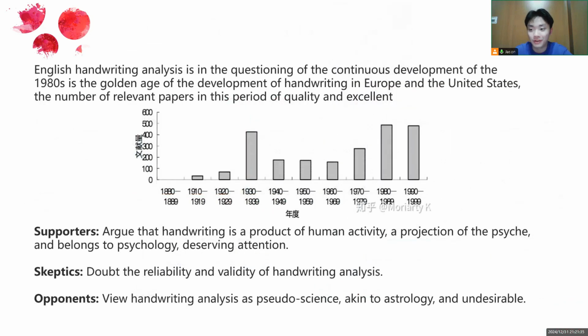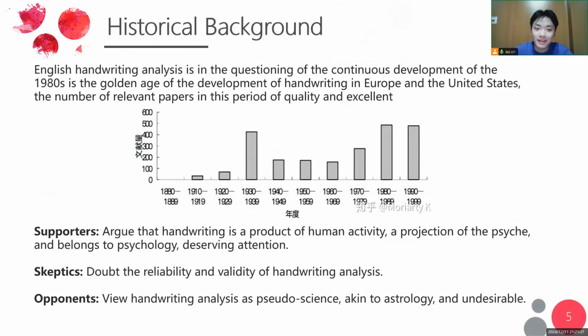Okay, and in the historical background here, you can see that the number of articles on graphology increased sharply in the 1930s. Maybe due to the war it decreased, and now it's booming again. Okay, and there are always three kinds of persons here: supporters, skeptics, and opponents.